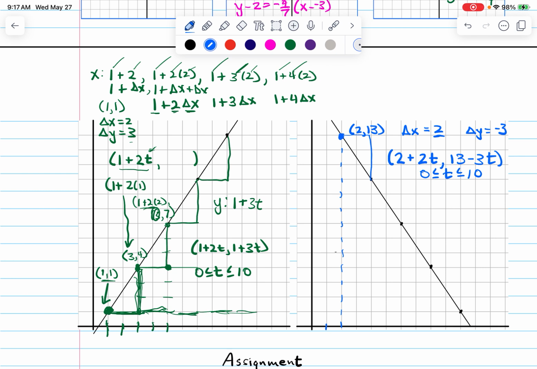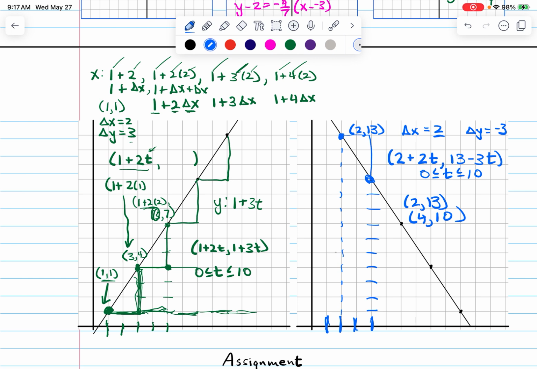So, for example, if t is 0, you've got 2, 13. What if t is 1? Well, then you've got 4, 10. And let's see if that's a point on this line. 1, 2, 3, 4. 1, 2, 3, 4, 5, 6, 7, 8, 9, 10. Yes. And as you increment the t's, you get a point on that line.